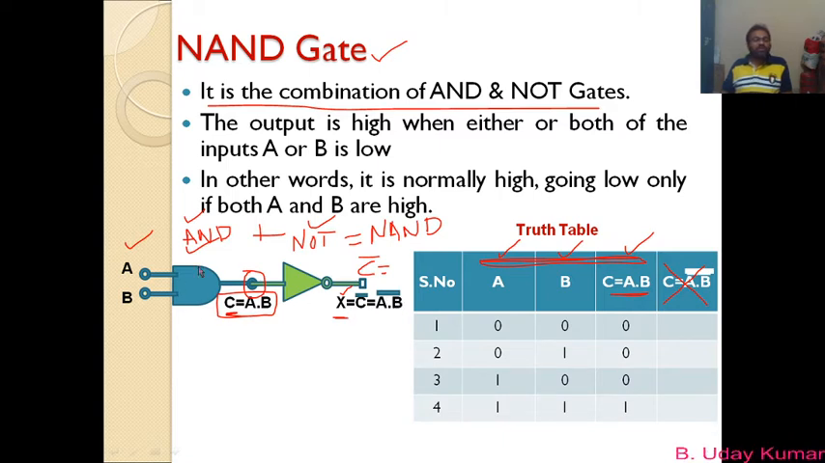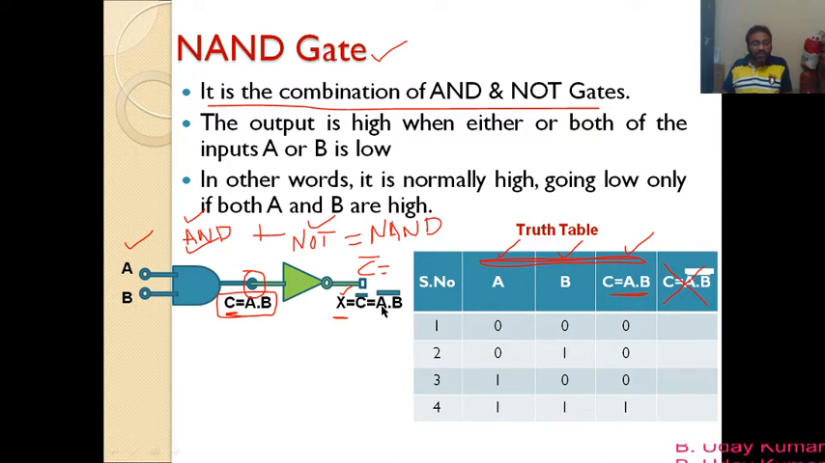So anyway, this is a combination of an AND and a NOT gate, which gives you a NAND gate. You understood the truth table of the AND gate, so now we try to understand the truth table of the NAND gate also. What is the output of the NAND gate now? This X gives you the output of the NAND gate.